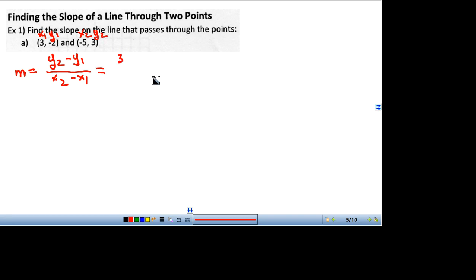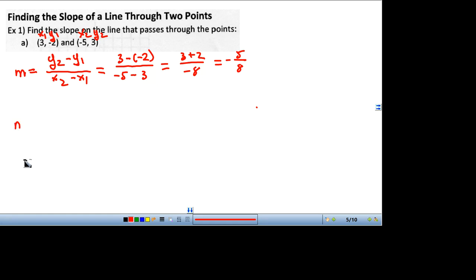So 3 minus -2, and that's all over -5 minus 3. And I'm going to evaluate it. Sorry. So minus a minus is a plus. So I got 3 plus 2, and -5 minus 3, -8. So that's going to give me 5/8. I'm just going to pull that negative out. Bada bing. So, and I'm actually going to show you right now that it doesn't matter how you do it.